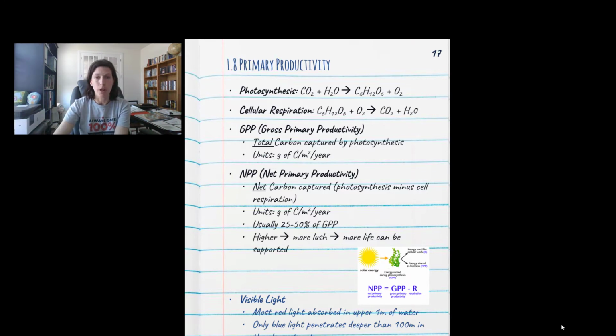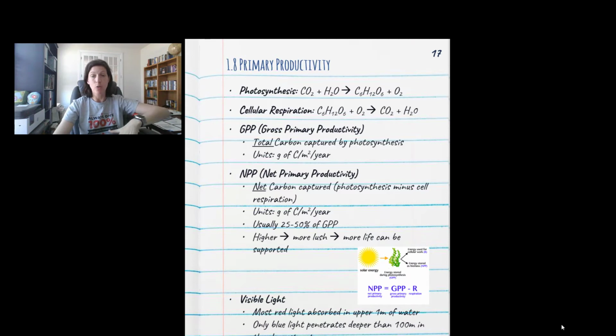Finally, when we talk about primary productivity, we have to talk about visible light, because the light is coming from the sun, and that's where the solar energy is coming from. Now, photosynthesizers absorb visible light on the visible light spectrum. Most red light, though, is absorbed in the upper 1 meter of water, so that's not very deep. So those organisms that can do photosynthesis that are at the very top tend to absorb that red light.